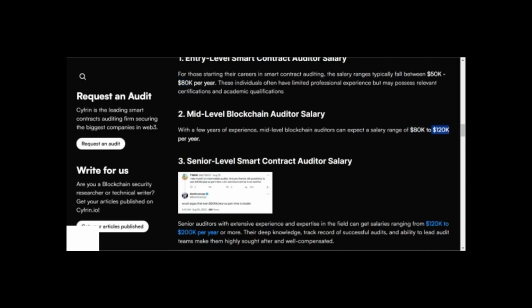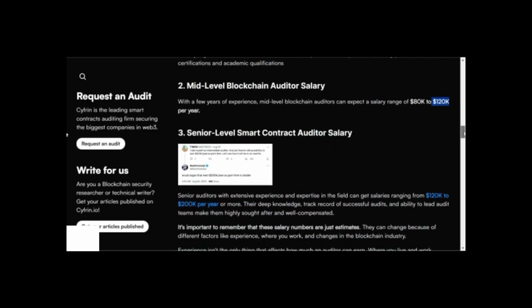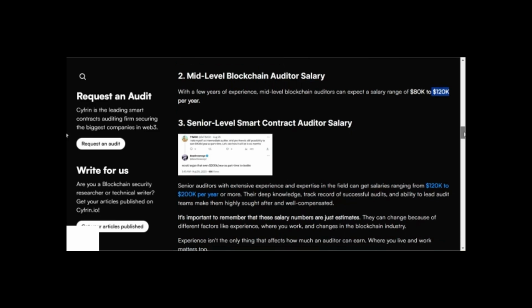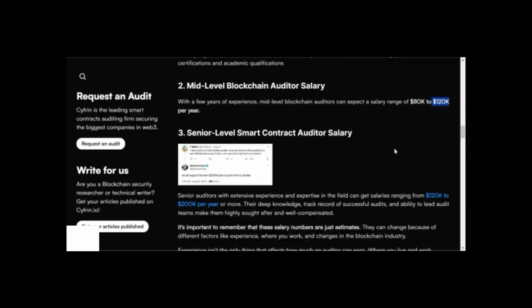It's really important. And sometimes it depends on the region, where you live. And as a senior smart contract auditor, you can make more than 200K dollars per year. They have deep knowledge, a track record, and successful audits. So you have to take time to reach this level.